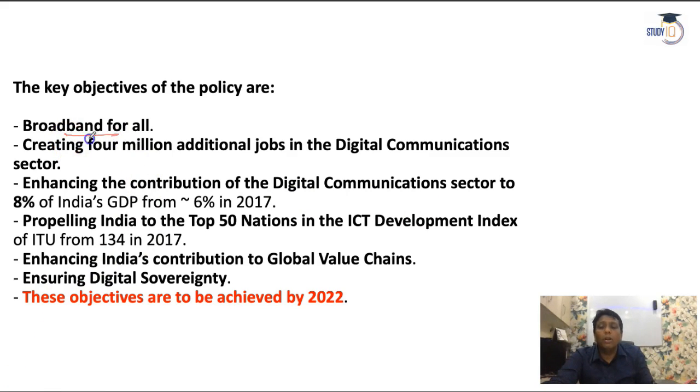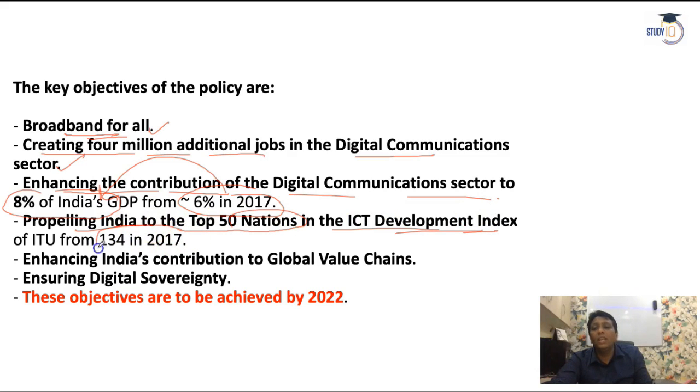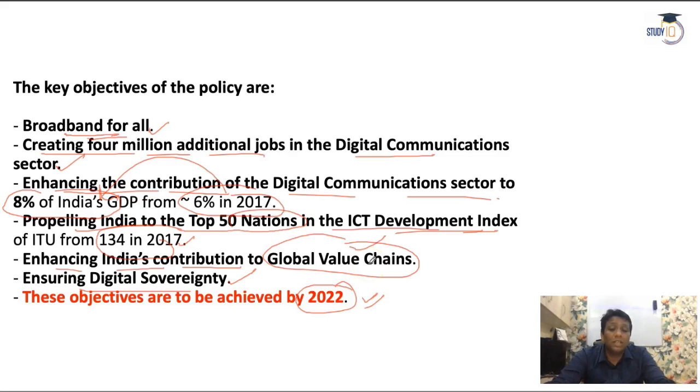Now the question is, what are the key objectives of this policy? First, broadband services for every Indian; creating 4 million additional jobs in the digital communication sector; and enhancing the contribution of the digital communication sector to 8% of GDP, from 6% last year. We'll try to increase GDP through the communication sector, and propel India to the top 50 nations in the ICT Development Index, where in 2017 India was at 134. It also aims to enhance India's contribution to global value chains and ensure digital sovereignty. India will achieve all these objectives by 2022.